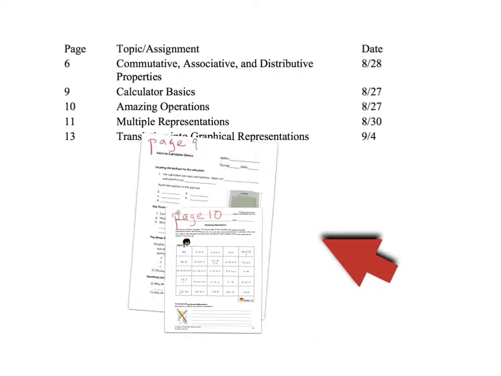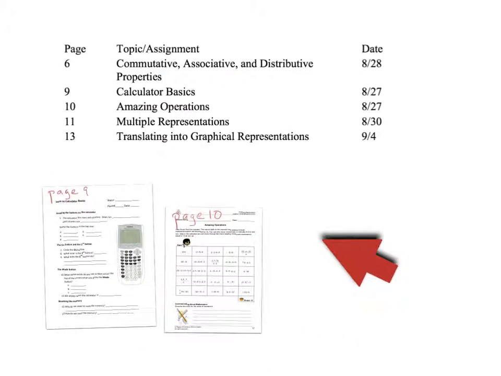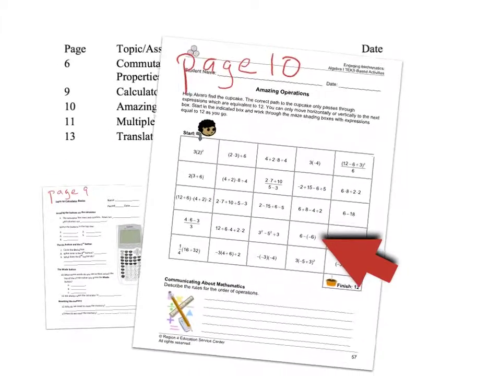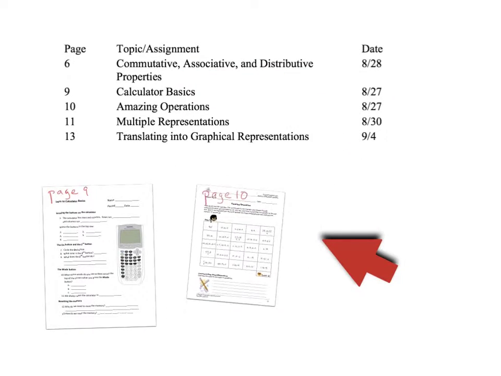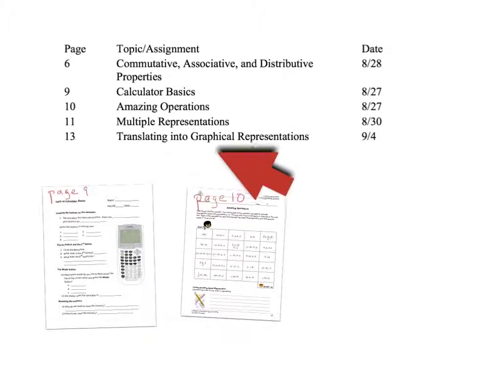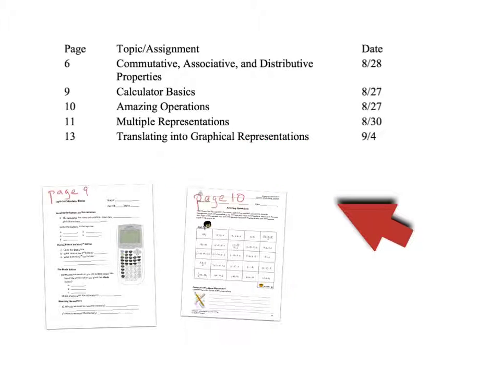You need to put that on page 9. You need to put the amazing operations with Alvaro looking for his cupcake on page 10. And then you need to have multiple representations, which we did in class, on page 11. And then these notes are going to be on page 13, translating into graphical representations.